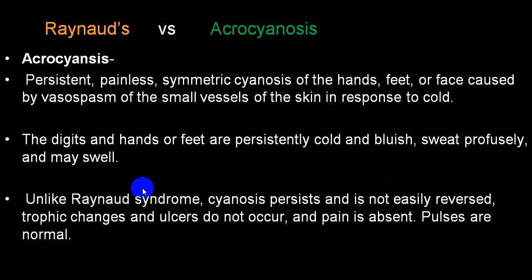Unlike Raynaud's syndrome, cyanosis persists and it is not easily reversed. Trophic changes and ulcer do not occur. Pain is absent, and the pulses are normal. This is very common in newborn children, we call it acrocyanosis. That is on exposure to cold, there is spasm of the arteries, small vessels leading to these findings. That is painless symmetrical cyanosis affecting the distal most part, or what we call the exposed part of the body.